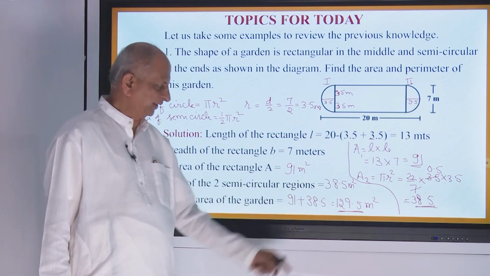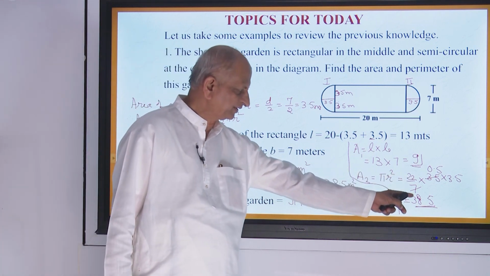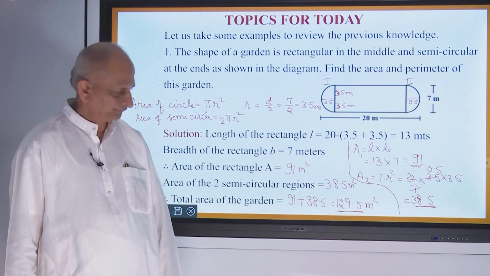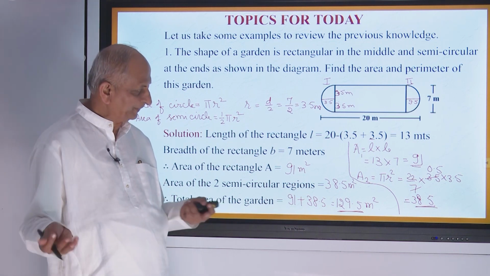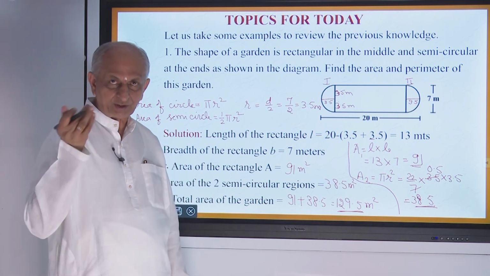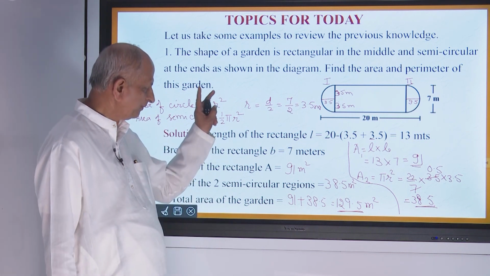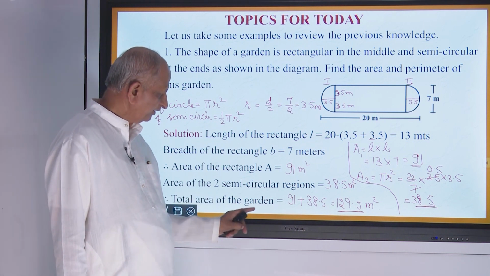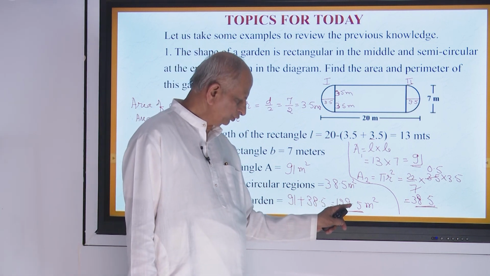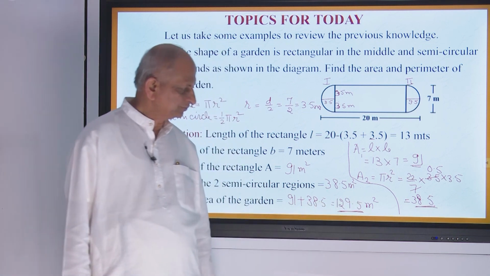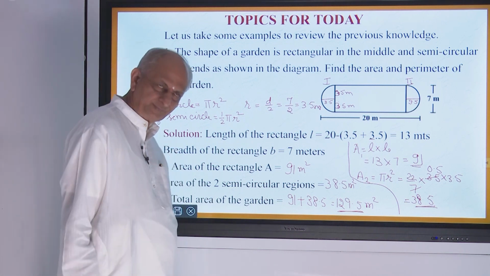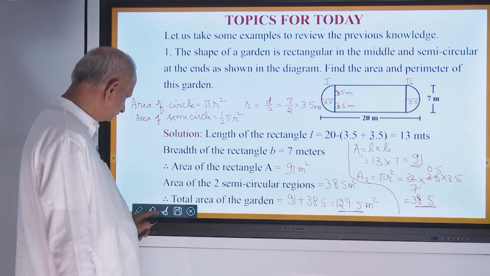So 38.5. How did you get it? Pi is 22 by 7. 3.5 into 3.5, you get 38.5. Okay, and you may ask why I am repeating, sir. Just for the sake of the majority of the boys or girls who cannot follow. Okay, this is a 4 marks question. Total area of the garden, 91 plus 38.5, that comes to 129.5 square meters. Okay, noted down. Shall we pass on to perimeter?